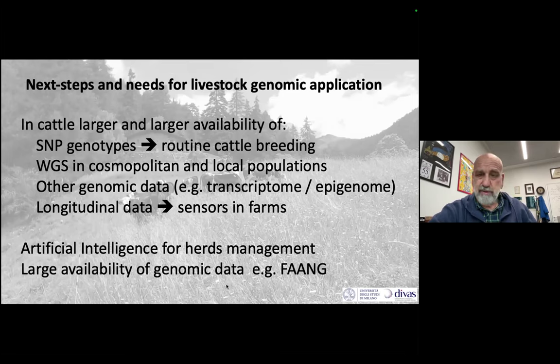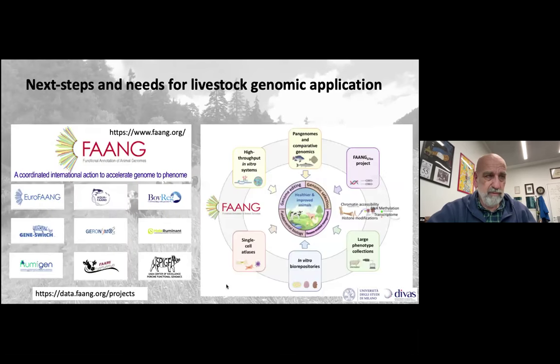And the other thing is that we have longitudinal data, sensors in farms. I'm impressed that in the last 2-3 years, the amount of data they have from farms by sensors. In the actual project, we are also collaborating with other people who are installing other sensors to get other longitudinal data. Then we have artificial intelligence, neural network, machine learning technology that we can apply, and a larger availability of genomic data. And you know very well, as Fang, there are a large number of projects that are contributing.